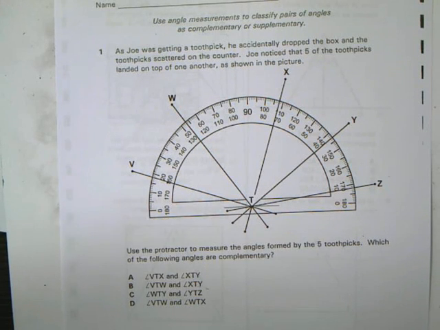Okay, Miss Whitaker here, and we are going to go over the geometry review to prepare you for your test. So let's start with the first one. Number one, we have a protractor here.